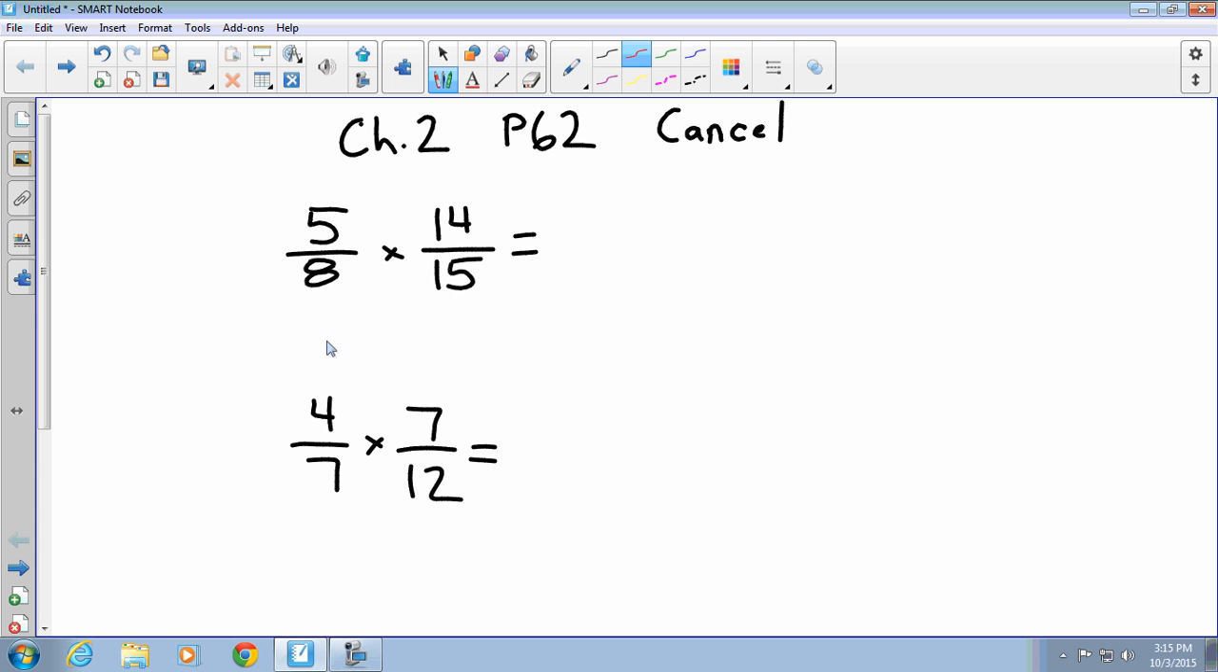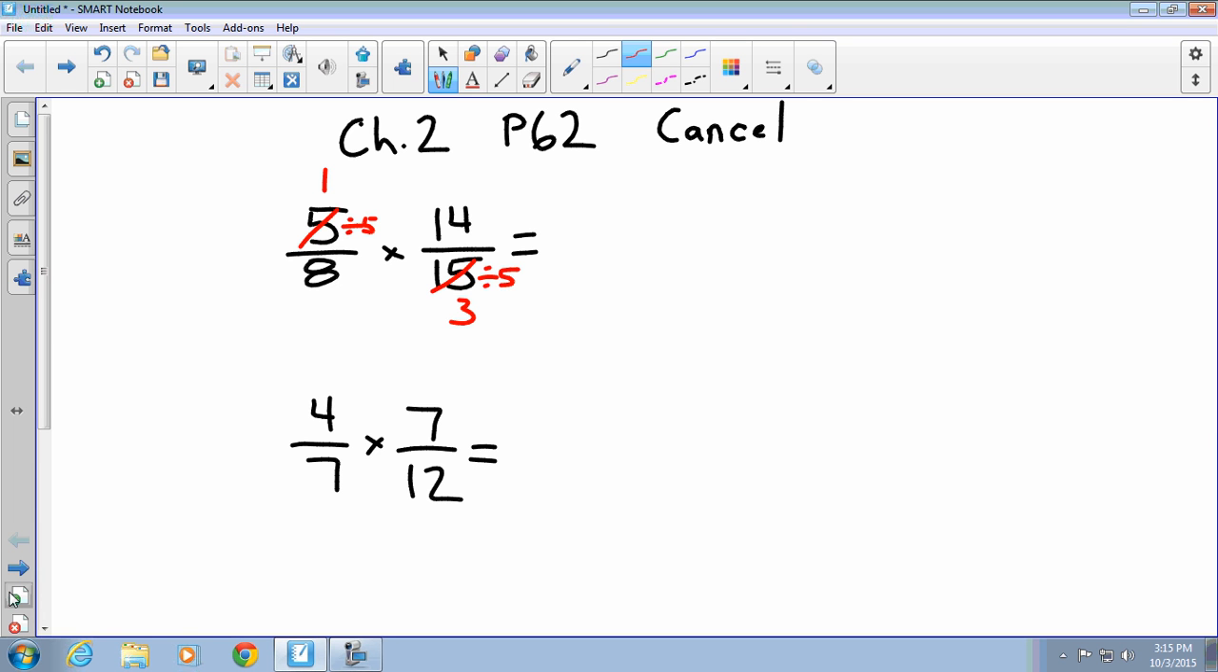factor. For 5 and 15, they both end in 5, so we know that they have a 5 in common. So we want to take out that 5. And we're going to take out the 5 from both the 5 and 15. 15 becomes 3, because 15 divided by 5 is 3. And 5 divided by 5 is 1.